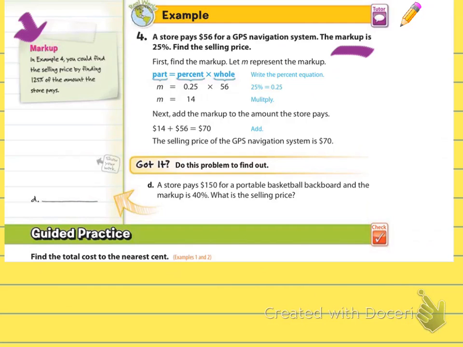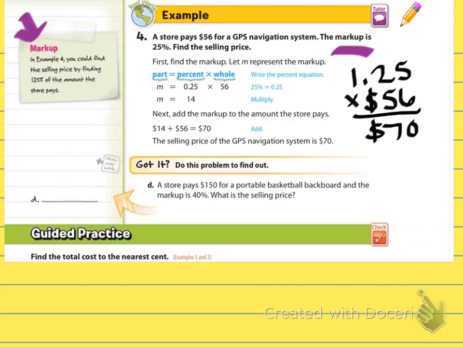And if you look over to the left, I've got the purple arrow pointing to the markup in example 4. You could use the method 2 example. They showed you the steps for method number 1, but for method number 2, all you would have to do is say 125% of the amount the store pays. And so you're talking about 1.25 times $56. If you were doing method number 2, you'd still get the same answer. You would just go straight to the answer on the calculator of $70.